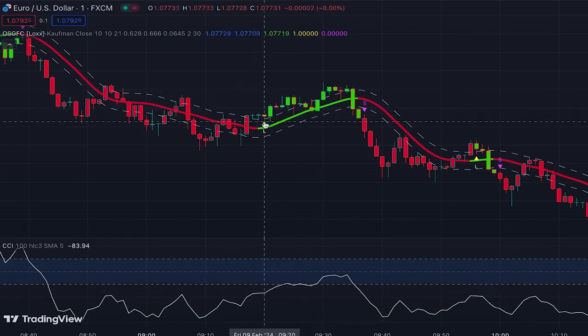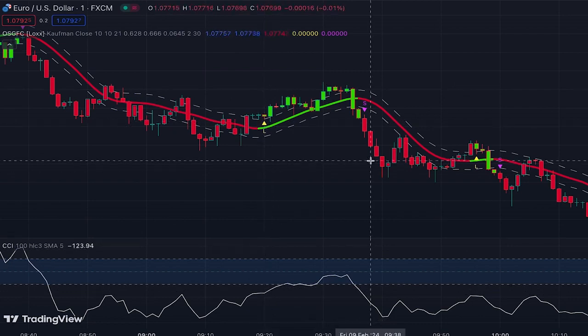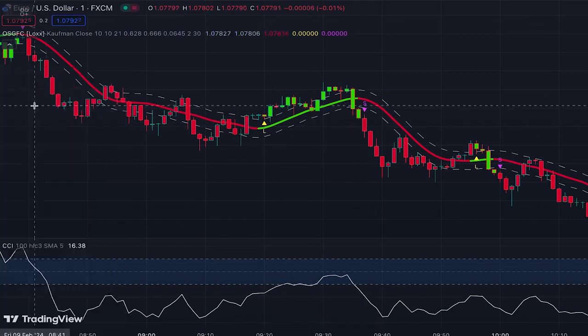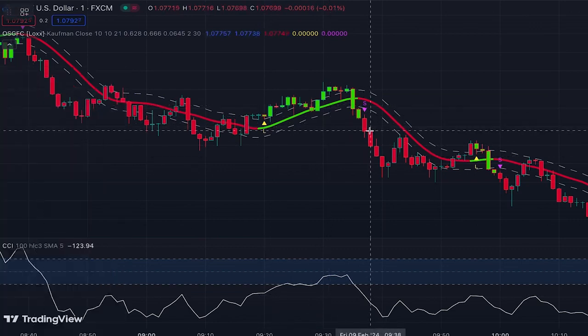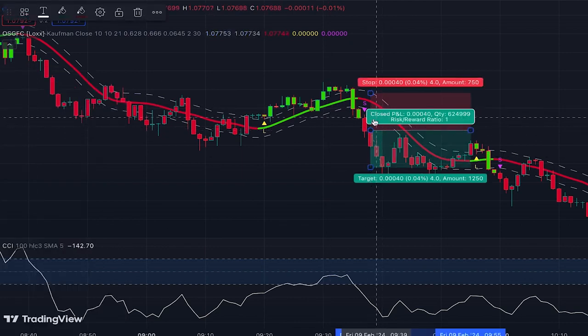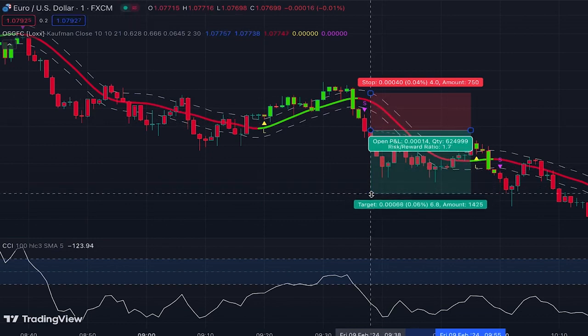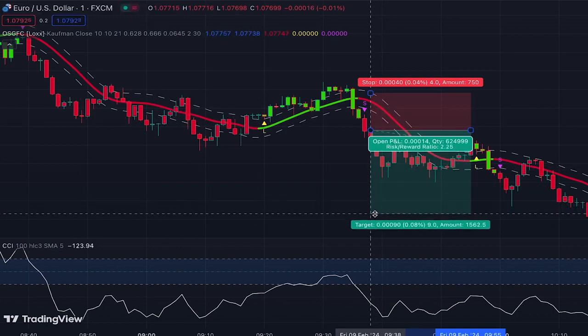For a long position signal, CCI should be above 50. But here for this short position signal, CCI is below -50. So it's a confirmed signal. And based on this signal, we can enter a short position at this point where this new candle is opened. The stop loss for this trade is placed above this middle line. And this trade is also a profitable trade, as you can see, where the price declined down to this point.